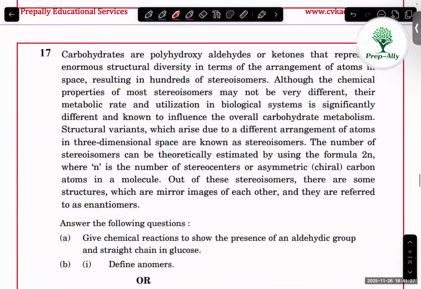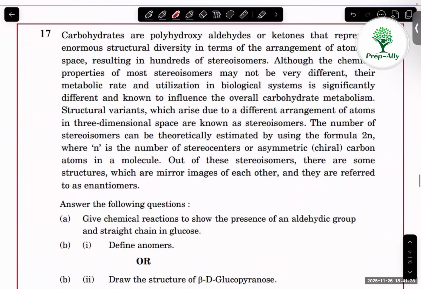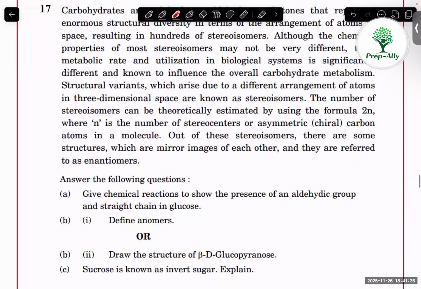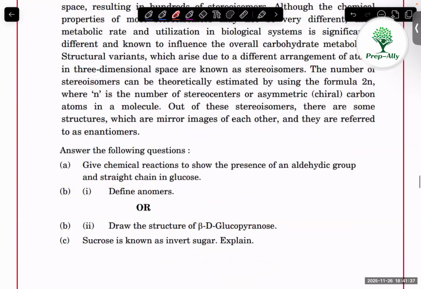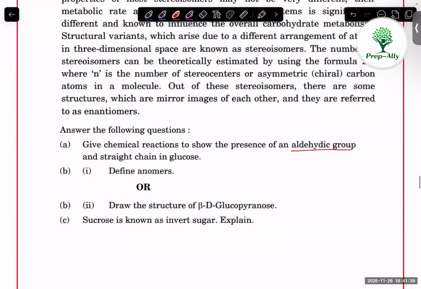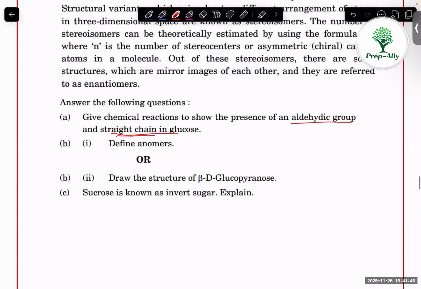17th question, another long paragraph they have given. So rather than going through the paragraph and studying that, you can actually go to the next one. Question, give chemical reactions to show the presence of aldehyde group and straight chain in glucose. So basically there are two reactions I told you. In glucose, you need to remember the reactions, whatever is given. So first reaction, aldehyde group, we have already seen the reactions.